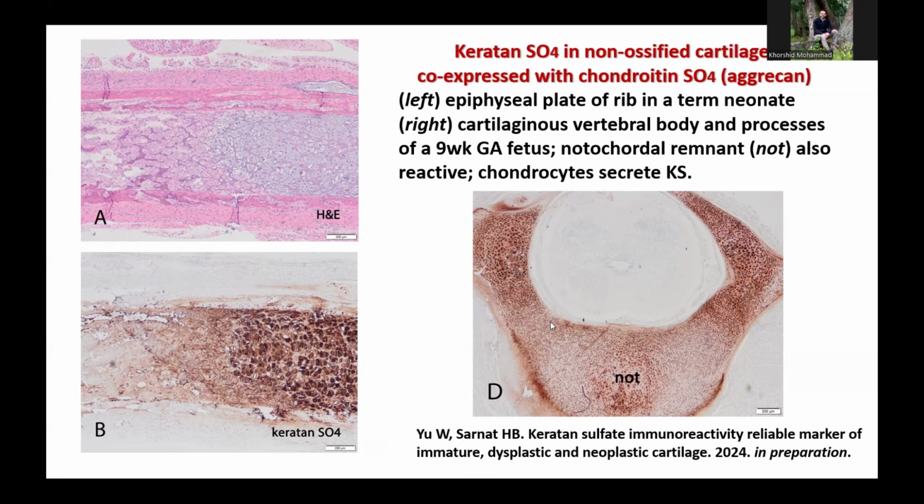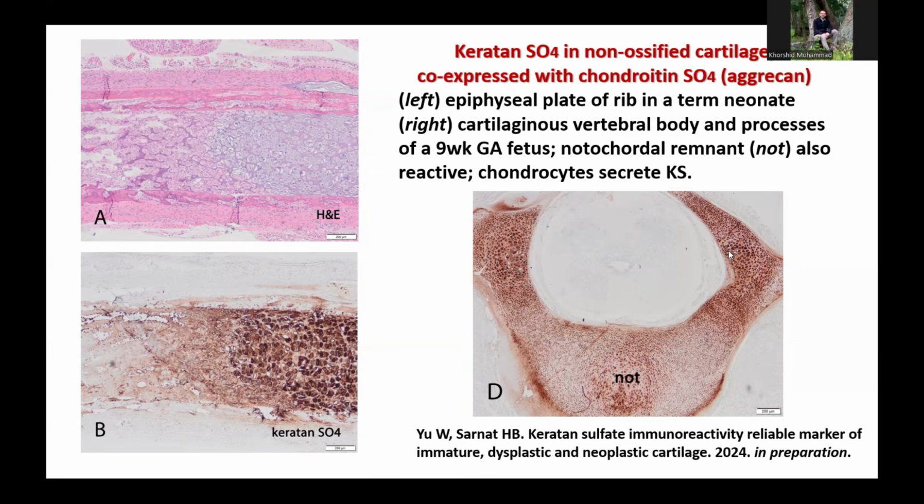And in the vertebra, this is the vertebra of a 9-week fetus, the spinal cord doesn't show any keratan sulfate reactivity, but you see it strongly in this, which is all cartilage now. The vertebral body at 9 weeks is all cartilage. The first two ossification centers don't really appear until about 23, 24 weeks gestation. And so you see it in the arches and processes of the vertebrae. You see it in the vertebral body itself, and you see it as well in the notochord.